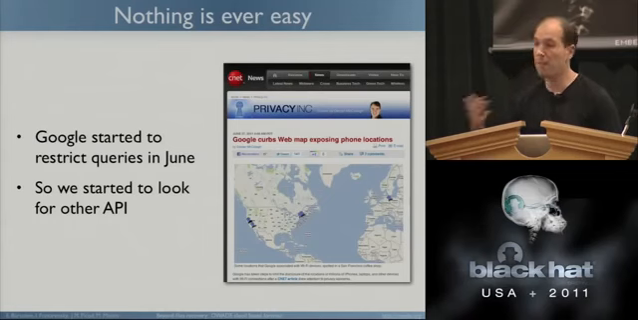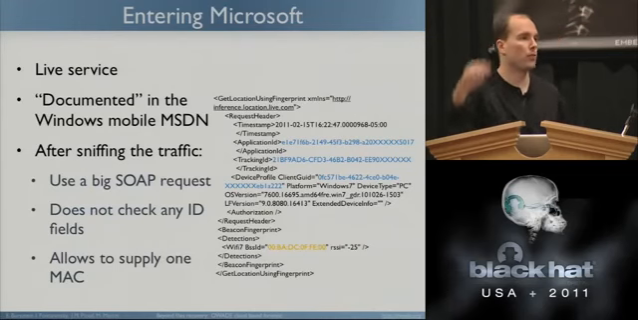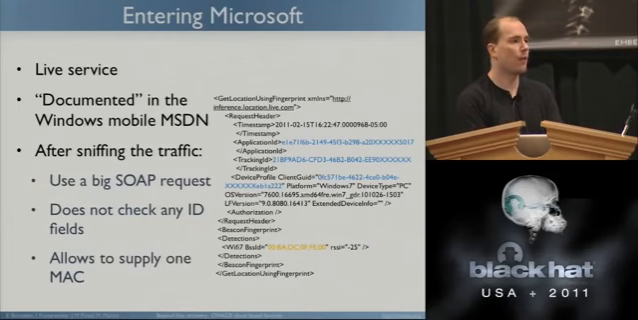So I said, okay, let's see how the other browsers are doing. How, let's say, Internet Explorer is doing it. It's supposed to be HTML5 compliant. How are they doing it? Well, Microsoft uses a Live service API, which has been documented in the Windows Mobile MSDN. It's a long documentation, but if you just sniff the traffic, you're going to see that it's actually a SOAP request, which is basically a big XML file that you can post to Live, and Live is going to return the position of the MAC address, and you only needed one MAC address.